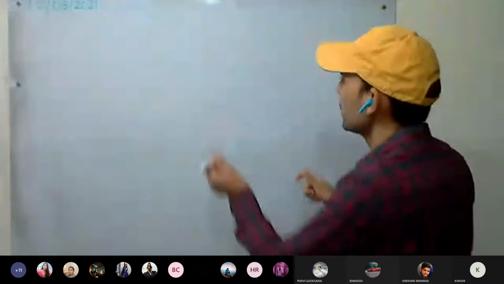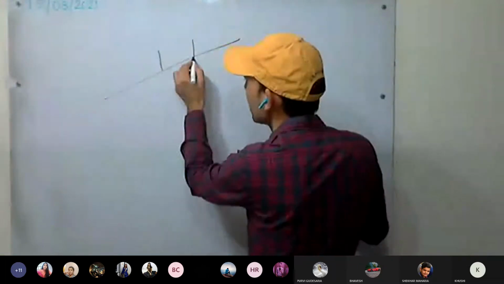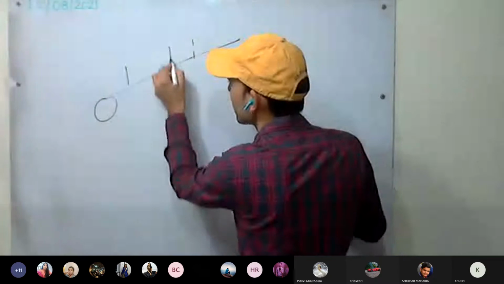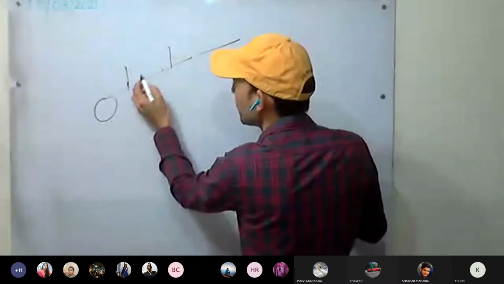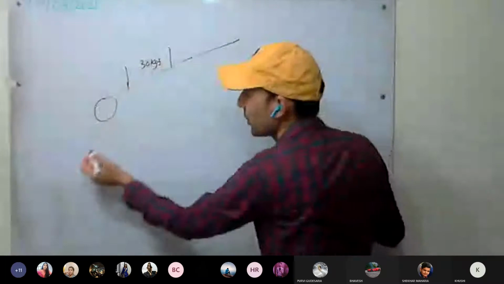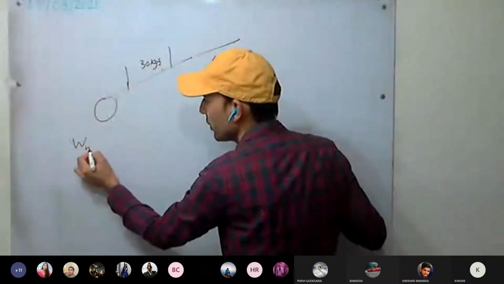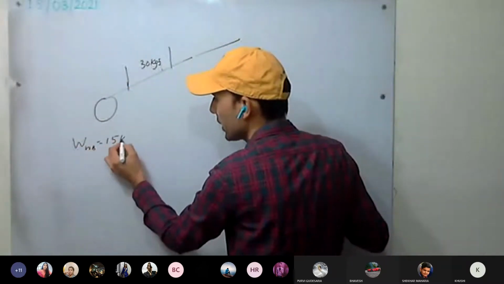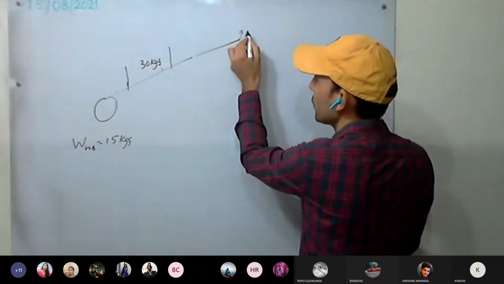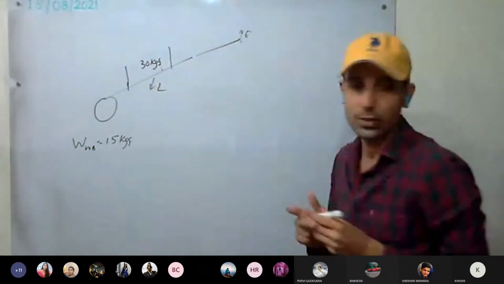So you are having a wheelbarrow. Here is the load. Here is the wheel. It's like this. Here is the load, 30 kgf. And what is the weight of the wheelbarrow? It's 15 kgf. And you are applying the effort. And here is the load.